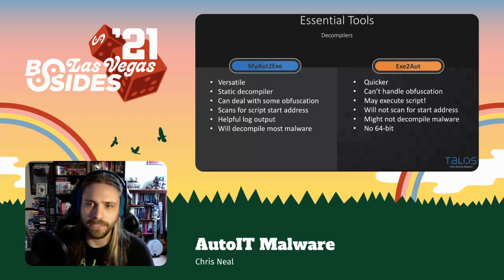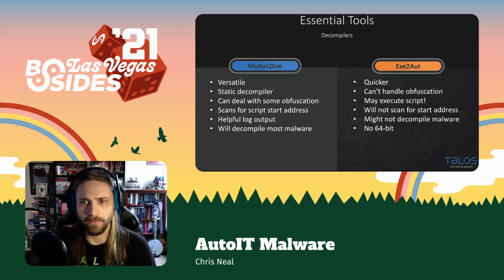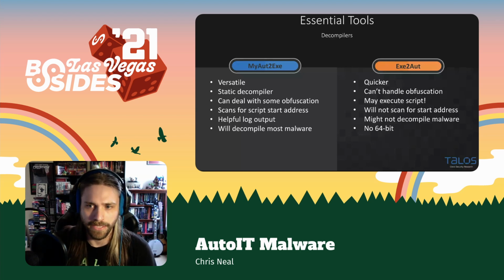The second one is Exe2Aut, which is different than Aut2Exe, the compiler. It's pretty fast, but at the expense of not being able to handle obfuscation or scanning altered start addresses, and it won't decompile a lot of malware because of that. Another big drawback is that it doesn't handle 64-bit executables, which is not a good thing in 2021. So this is better suited for non-malicious scripts, if you just want to look at some sort of boring administration script or something like that. But this typically won't work for malware.